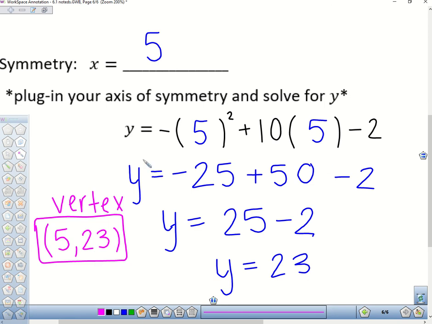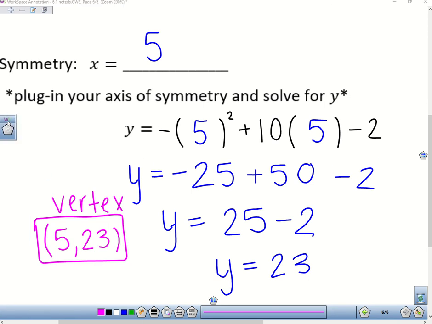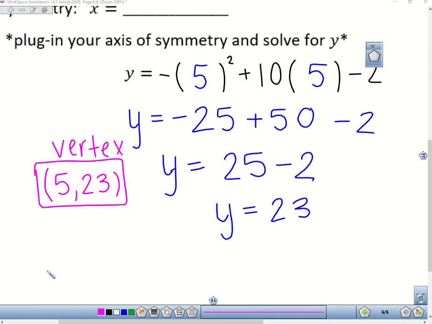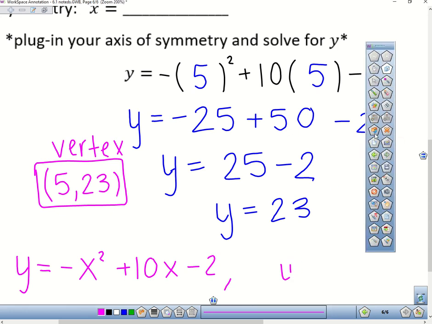Now we're going to talk about the sketch. To get the sketch, you're just going to take the original formula, y equals negative x squared plus 10x minus 2, and you're also going to plot your axis of symmetry, which is x equals 5. You're going to plot those two things on the graph, and that's going to give you your sketch.